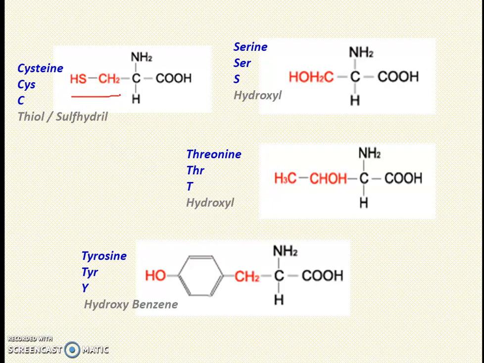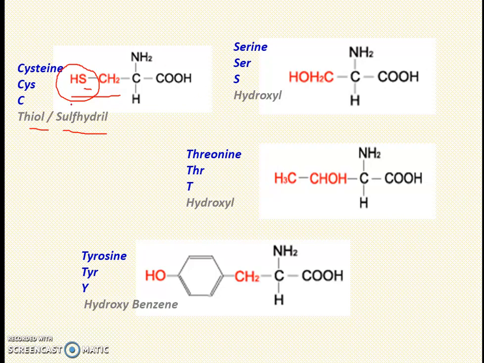Cysteine, very easy to remember. CH2SH, CH, NH2, COOH is nothing but cysteine. When you remember cysteine, cysteine contains a special group called thiol group or sulfhydryl group. Previously, there is one sulfur containing amino acid which is nothing but methionine. Here, this also contains sulfur, but the sulfur is in a thiol or sulfhydryl group.